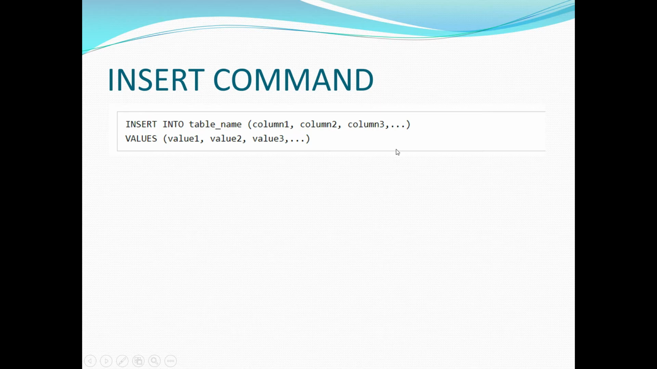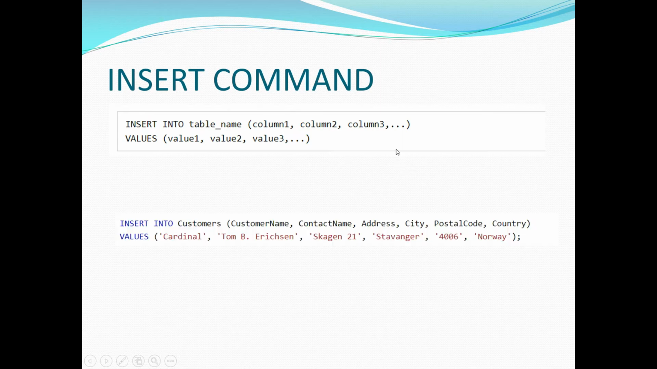For example, I want to insert some data in the Customers table. Into CustomerName, ContactName, Address, City, PostalCode, and Country. And inside the VALUES keyword, the value is Cardinal, referring to the customer name, the contact name is Tom B, address is this one, city is this one, postal code is 4000, and so a new record or row will be inserted in the table, that is Customers, through this command. We can also insert multiple rows at once.